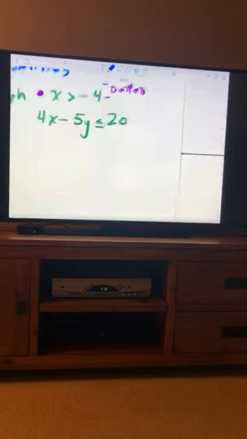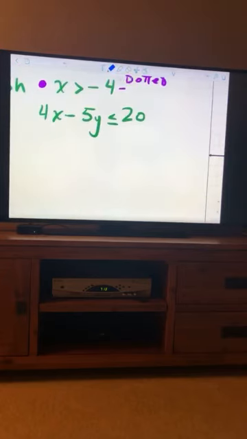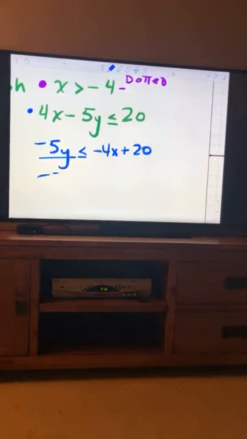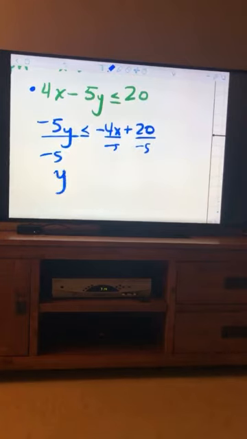For the bottom one, I got to do some extra work here. I'm going to get it in Y form. I'll do this in blue. I'm going to subtract 4x to start. I'm going to divide both sides by -5. Since I'm dividing by a negative, my sign less than or equal to becomes greater than or equal to. It flips. 4/5 negative over negative, x minus 4.